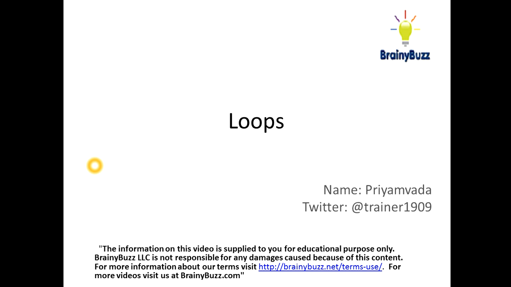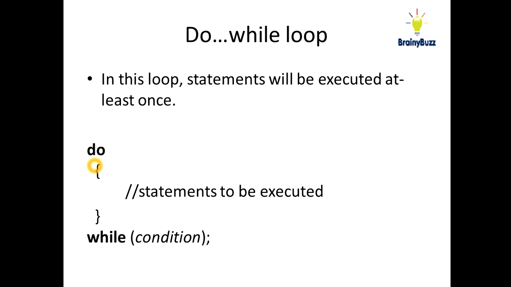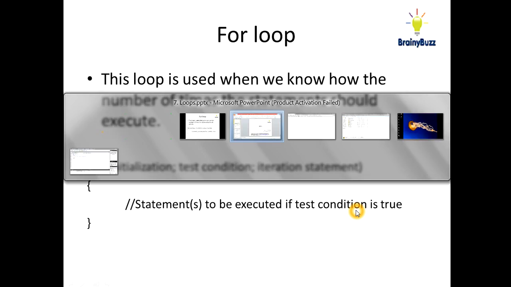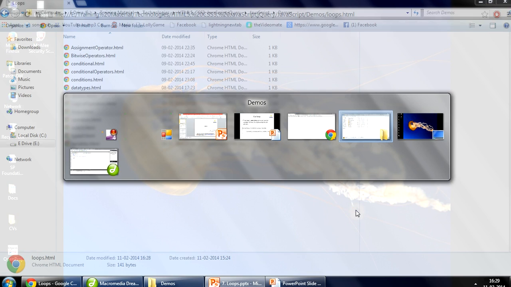So today we are going to see the loops. We have seen the while and the do while loop. So let's start with the for loop. For loop is used when we know how many number of times the statements will be executed. Like here we combine all the conditions like initialization, test condition, iteration statement, and over here the statements that are to be executed. So let's see for the demo.